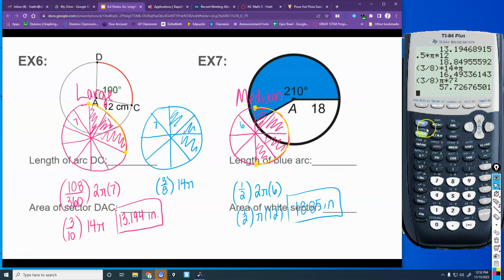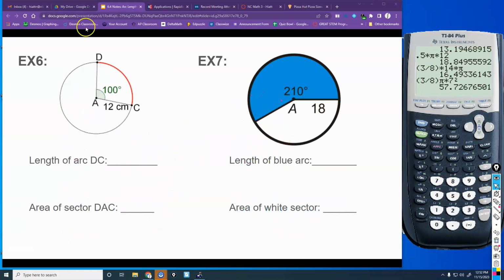All right, so try these two on your own right here. Find the length of the arc and the area of the sector that goes with it. Well, actually, yeah, this one, area, it tells you which sector to look for. There, so try those on your own.